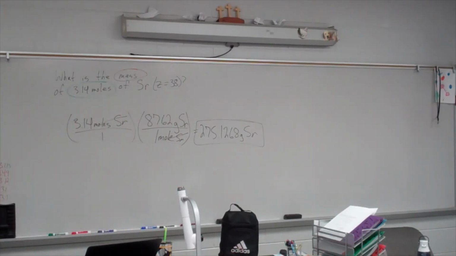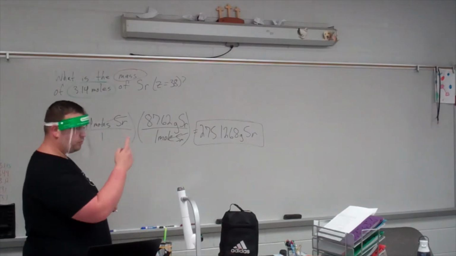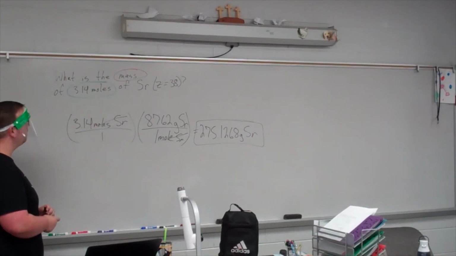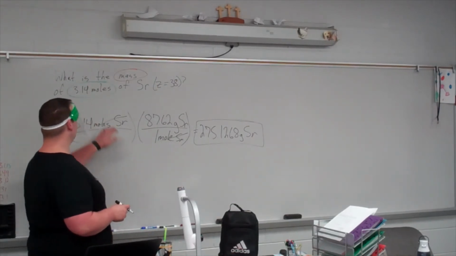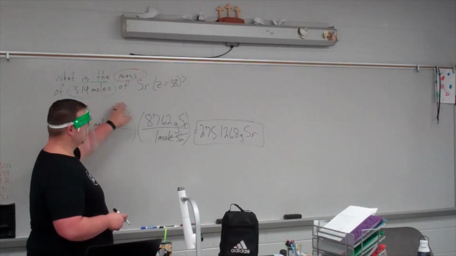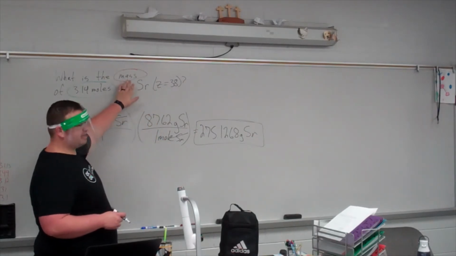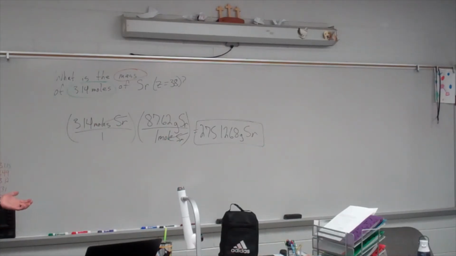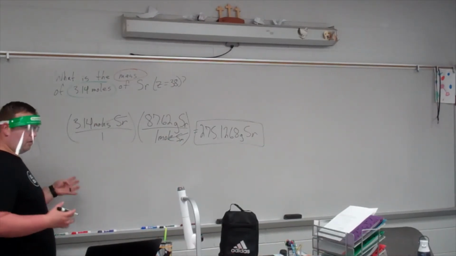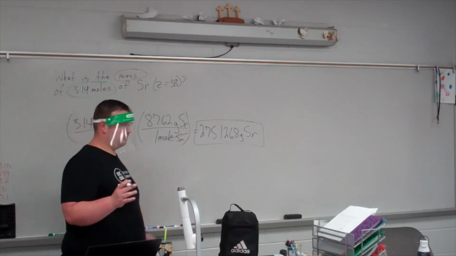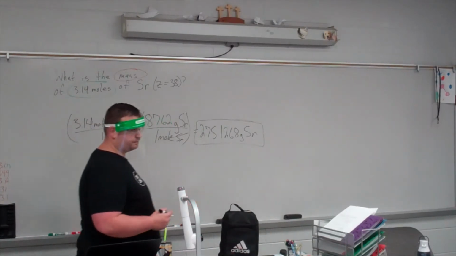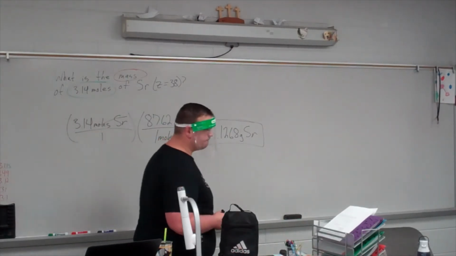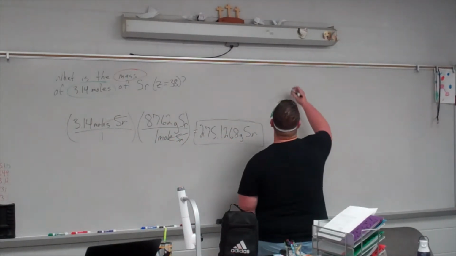If you like the mole map, use that. That's why the arrows point the way they do. Me, I'm not huge on the mole map. I like to look and say, I'm leaving moles, so I need moles to disappear. Moles have to go on bottom. I'm going to mass, so grams have to be on top. Either way works. There's people in this room that's going to like the mole map. There's people in this room that's not. It's up to you, your preference. Any questions from there? Okay.